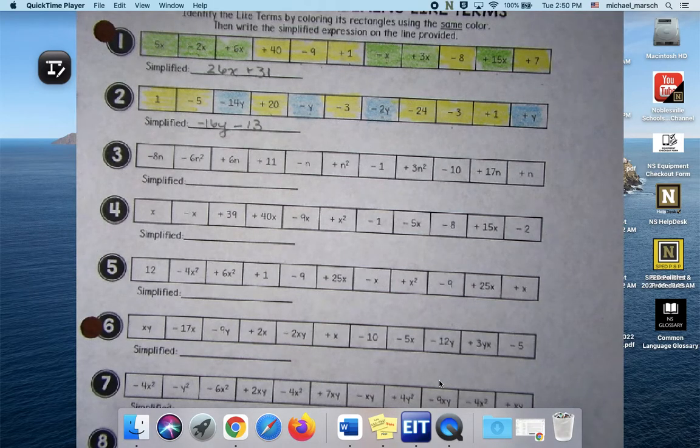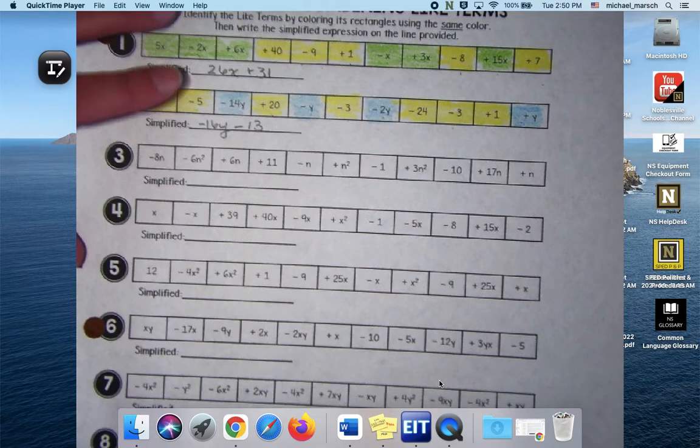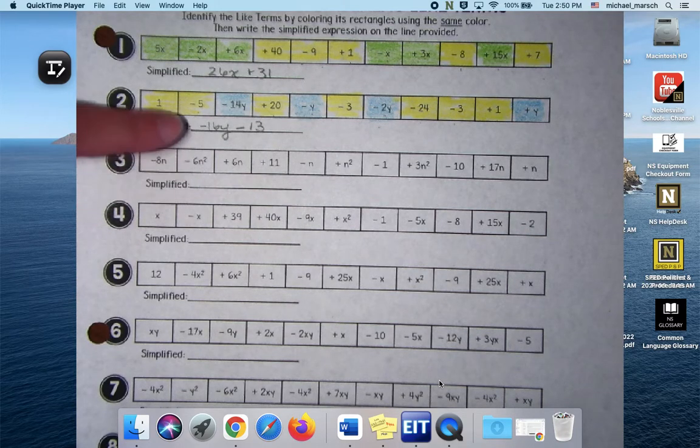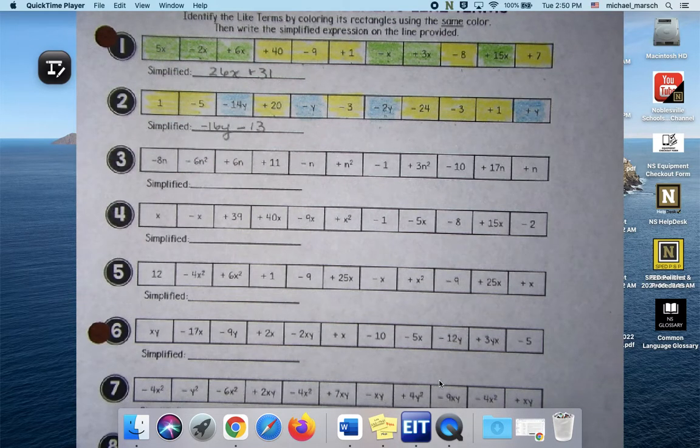Okay, now we have 3 types of terms here. What are the 3 types of terms for number 3? We have constants. What are the other 2 types of like terms we have for this? We have n's and we have n squared, right?